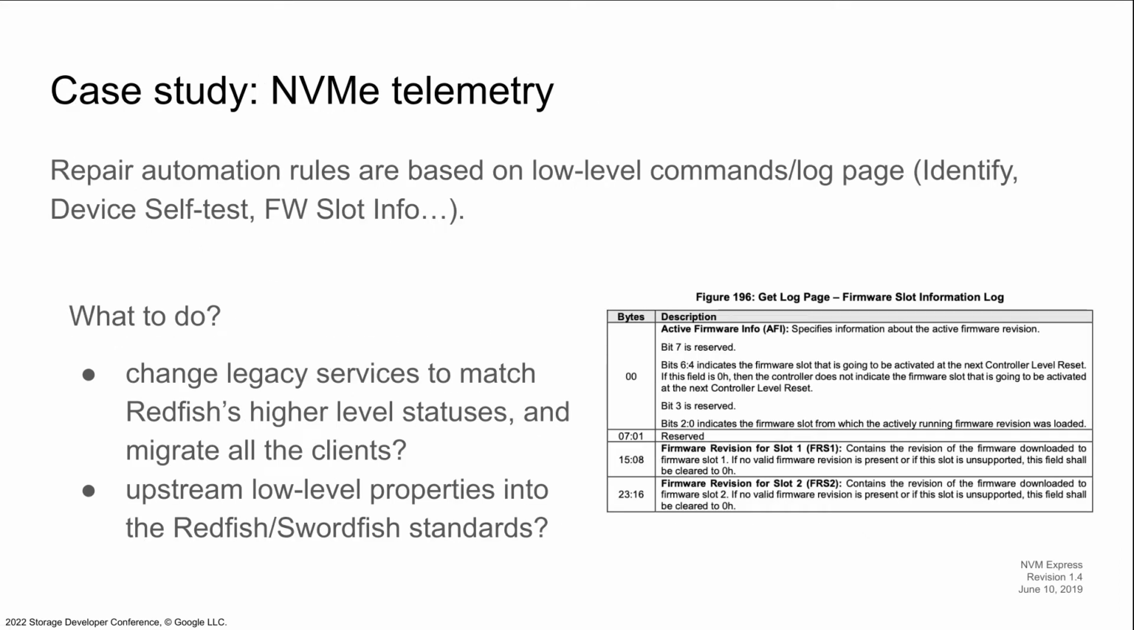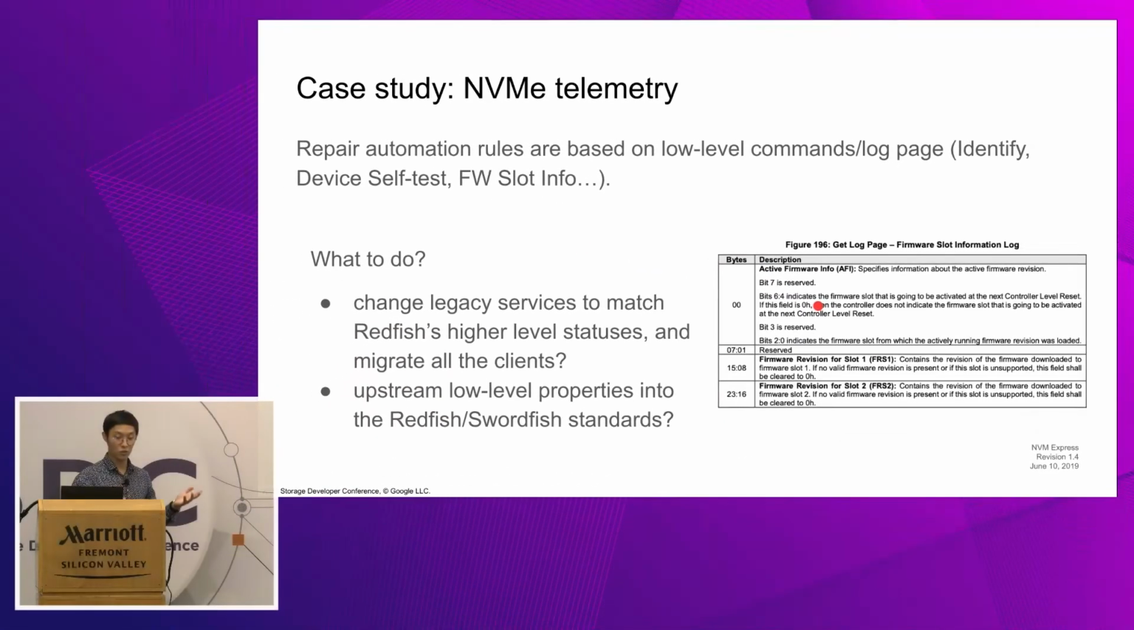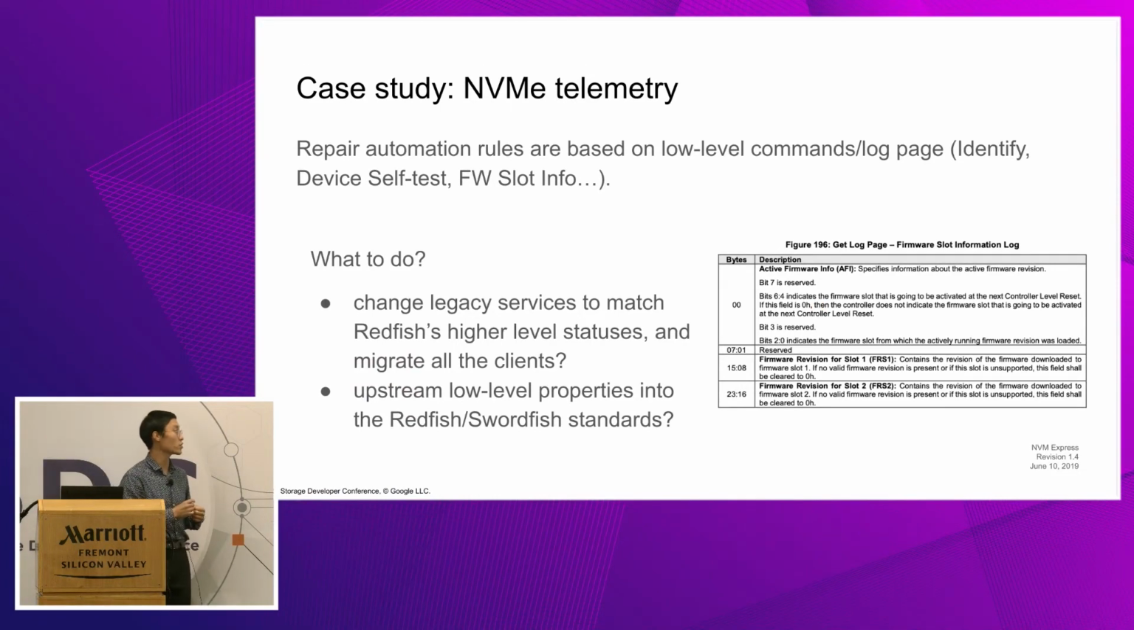So here are some case studies of our migration. One is NVMe telemetry. We have a lot of repair automation rules based on low-level commands and log pages. We weren't able to get this telemetry out of Redfish directly, but we would like to have these raw bits exported so that we can read them ourselves. We had two options. Do we change our legacy services to match the higher level services and migrate all of our clients? Or do we upstream low-level properties into Redfish and Swordfish? I don't think we've made progress on this, so we haven't come up with a decision on which way to go forward.